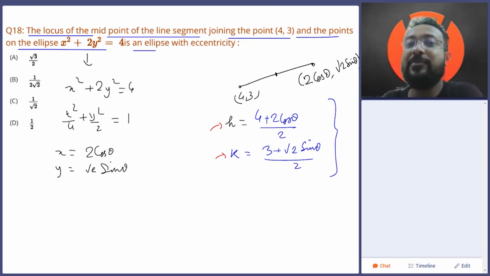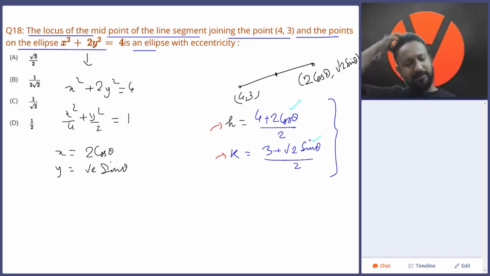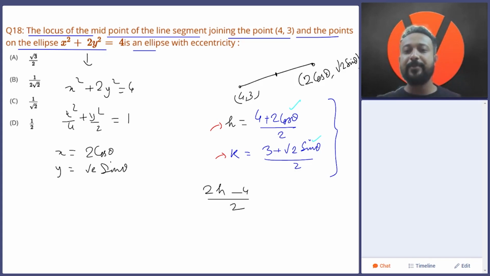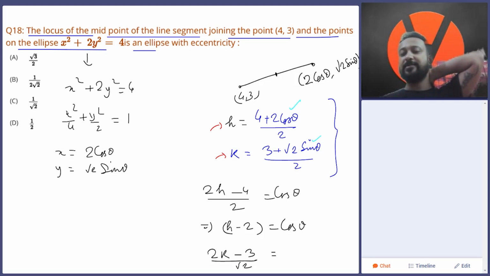So basically, from this h and k we are going to find out cos theta and sin theta, and then we are going to eliminate theta. How? If we find cos theta and sin theta separately on one side, can we just square and add them? Answer is yes. So cos theta will be (2h minus 4) by 2. If you want to cancel, you can cancel: h minus 2 is equal to cos theta. Similarly, sin theta will be (2k minus 3) upon root 2.